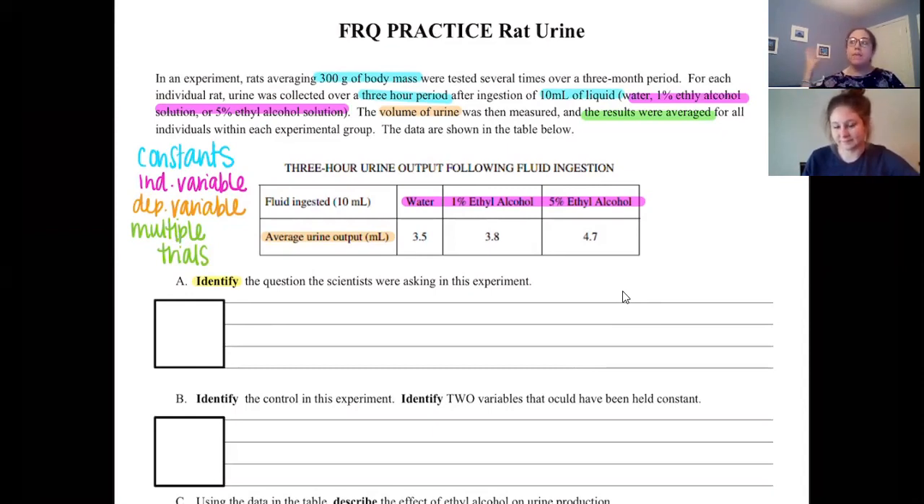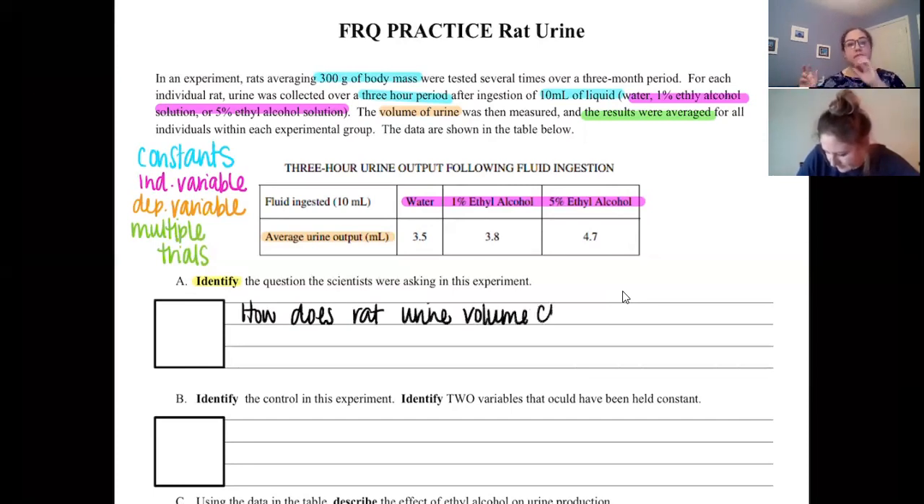Keeping in mind or thinking about that easy template that we showed you in our lab design video, it's very easy to take our dependent variable and our independent variable and fill them into the two blanks that were given to you. So the question would sound something like, how does rat urine volume change in response to increasing alcohol? All I did was just fill in the blanks of that template. That's why it's such a handy page.